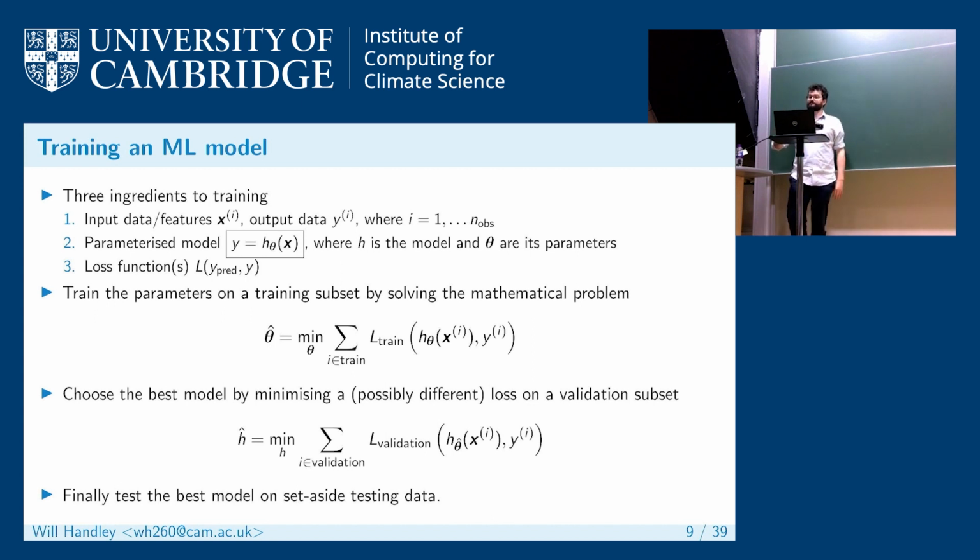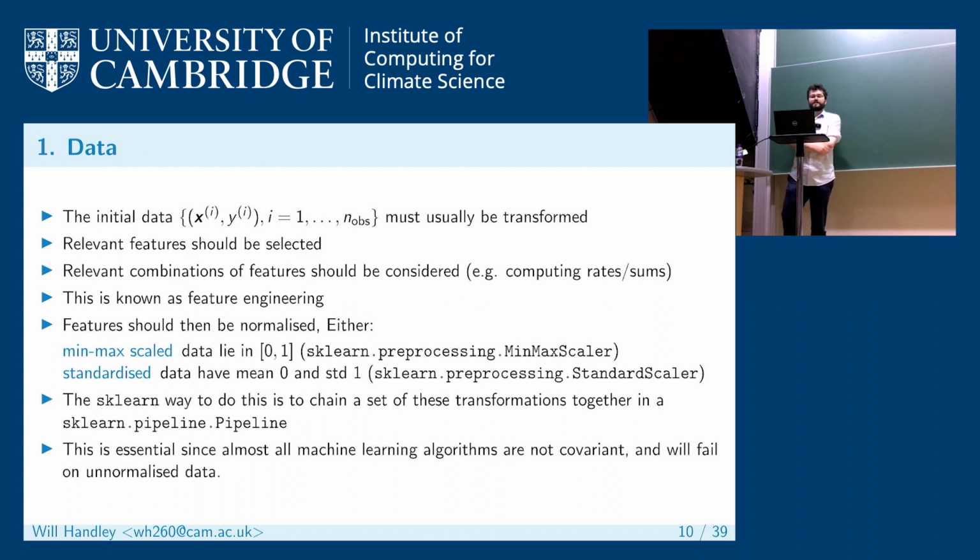So the first instance, when you are picking your data, the initial data must usually be transformed and the relevant features should be selected. So what I mean by that is that if you are trying to fit some set of data to some other set of data, some things will be completely irrelevant. So for example, if you're trying to fit rain, the number of lectures on that day probably doesn't matter, but it would depend on, say, sunshine or on whether it's rained previously.